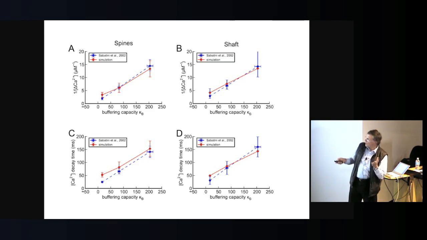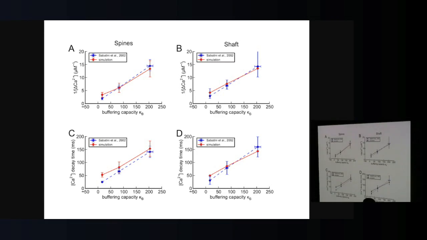And this is done by Sabatini, who did it for both the spines and the shaft, and his data are shown here in blue. And so there are free parameters, as you can imagine, having to do with the time constants of the buffering proteins and the concentration of buffering proteins, the binding proteins. And so we adjusted those to try to match as well as we could to the actual experimental evidence. And that was very important because you have to calibrate things. So we think that we're pretty much in the same ballpark that we think the cell might be.